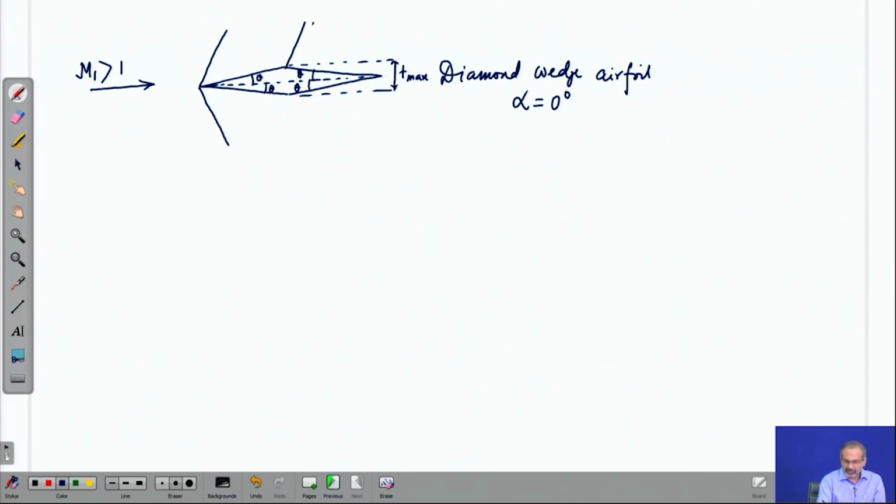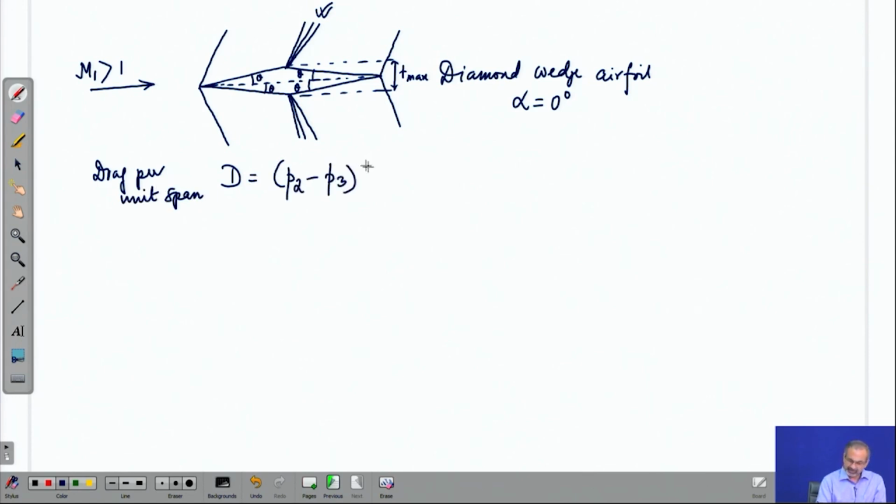At the mid chord, as you can understand, there will be an expansion. The surface is deflecting away from the flow, and again here the flow gets compressed when it reaches the trailing side. So, there are a pair of oblique shocks because of the compression, because the flow is turned into it, while there are a pair of expansions where the flow is turning away. You can try proving for yourself that drag per unit span for this flow field problem would be given by this expression.